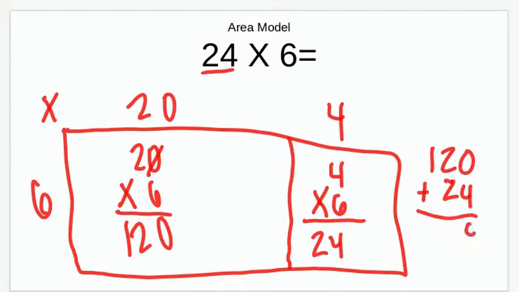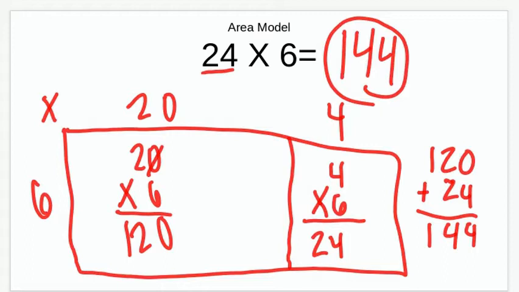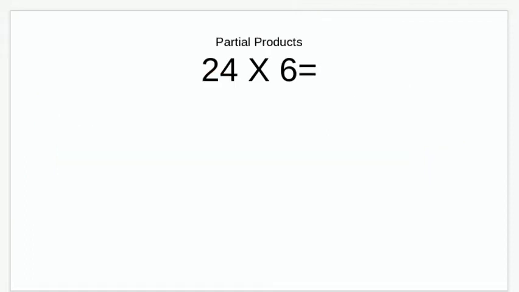0 plus 4 is 4. 2 plus 2 is 4. And then the 1 by itself. So 144 is the final product. So that means 24 times 6 equals 144. Shaboop. Okay, we're going to practice the same problem, this time using a strategy called partial products.